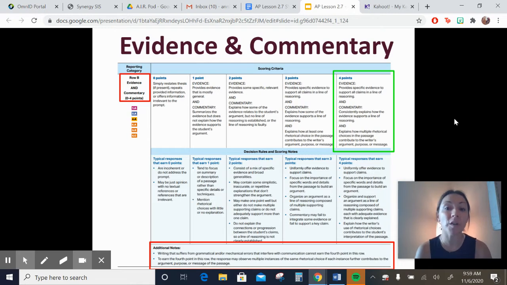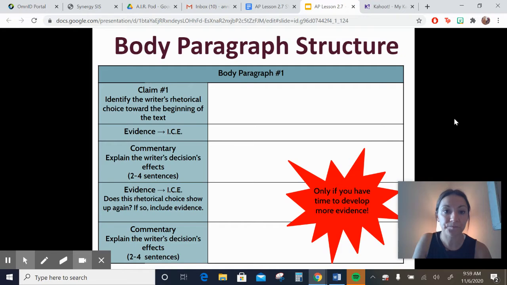Okay. You also want to make sure that your grammar and your mechanical errors are limited to earn those 4 points. And you want to see if you can analyze multiple instances of the same rhetorical choices. So we will talk about that in a moment here.